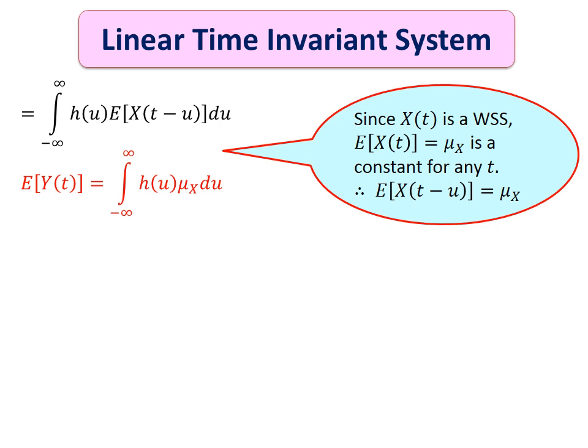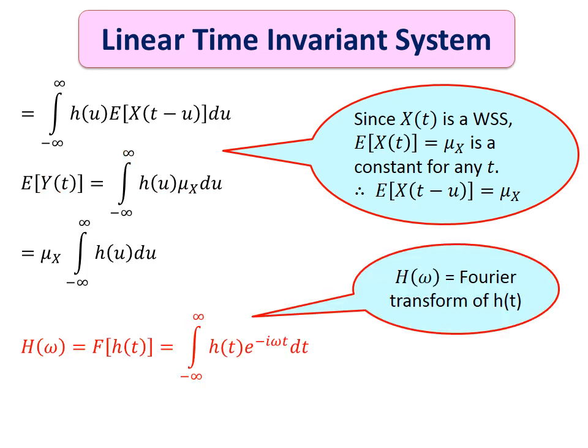Okay. Already we know that x input is a WSS process. Its mean is a constant. When E of x of t is a constant, it is not going to change over time t. Again, E of x of t minus u is also the same mu x, which is going to be a constant. So we just replace mu x for E of x of t minus u. So this equation E of y of t reduces to minus infinity to plus infinity h of u mu x into du. This mu x will not affect this integration.